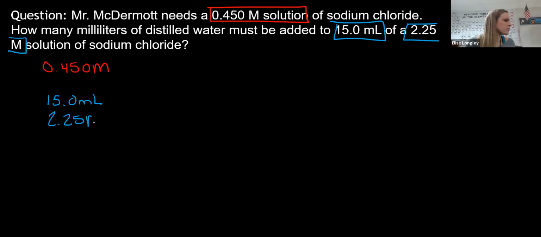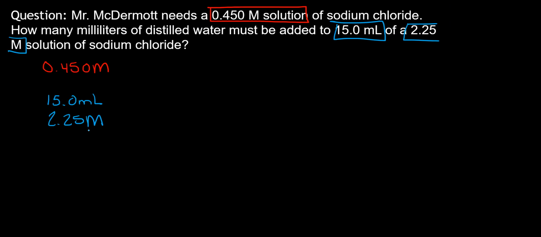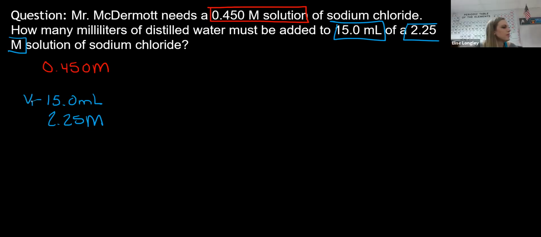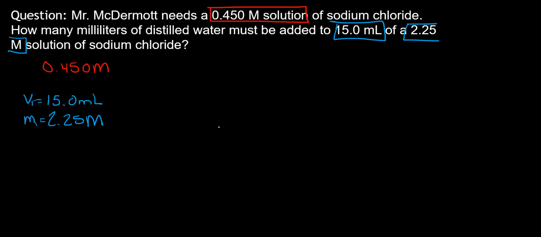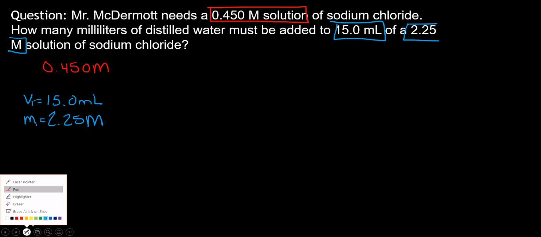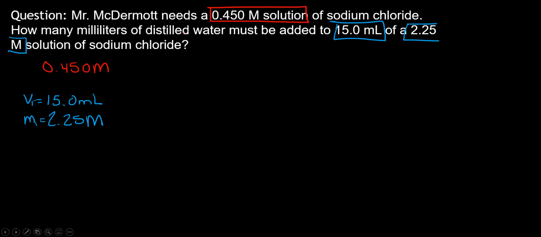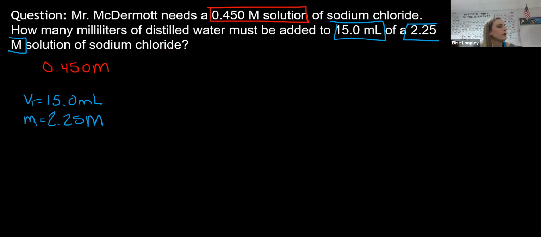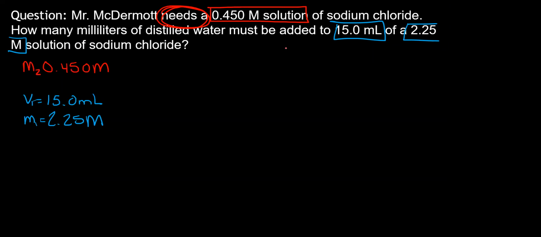So what variables go with which things? Is it like V1, M1? Yeah, this is V1 and this is M1. How did you know? Because they give us molar and milliliters. Yeah, well, also, you know, it's the first one because it says this is what he needs to make. So this is what we end up with. So that's the second one. And we need to find the second volume.